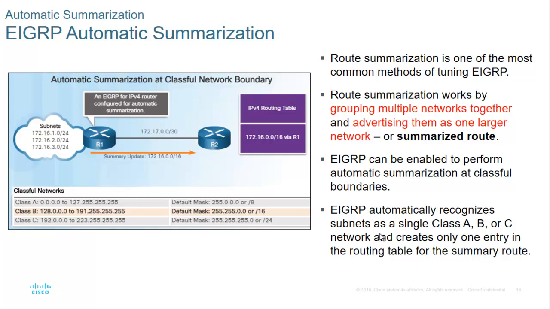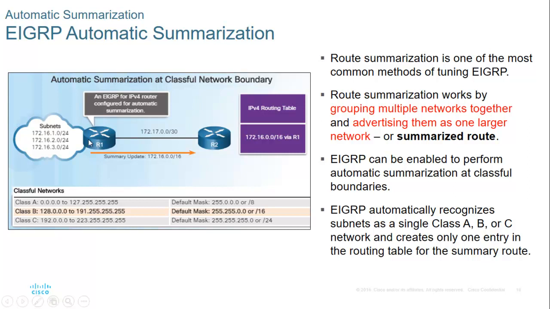Route summarization is one of the most common methods of tuning EIGRP. Route summarization works by grouping multiple networks together and advertising them as one larger network, also called a summarized route. EIGRP can be enabled to perform automatic summarization at classful boundaries. Classful will be referring to class A or B or C. Okay, so it will automatically recognize the subnets as a single class and create only one entry in the routing table for the summary route.